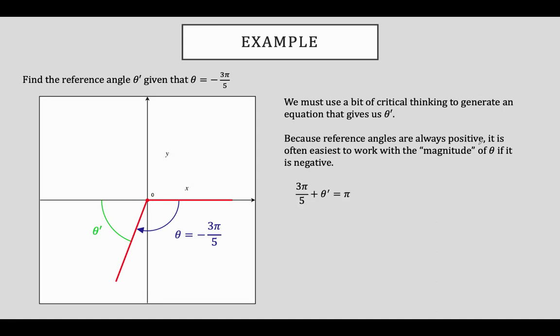So 3 pi over 5 plus theta prime has to be equal to pi. What algebra do we have to do to solve for theta prime? We have to subtract 3 pi over 5 from both sides of the equation. And now, if I want to subtract fractions, I have to get a common denominator. This would become 5 pi over 5 minus 3 pi over 5, which gives us 2 pi over 5 for our reference angle. All right, there you have finding reference angles. In the next video, we'll talk about why reference angles can be helpful and how to use them.